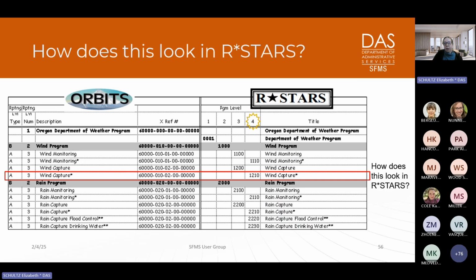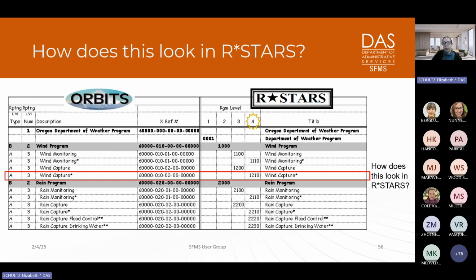So looking at this spreadsheet, I think it's helpful to have a little bit of a visual to see how this information actually looks in RSTARS. So in this example, we're continuing. This is a made-up agency, the Oregon Department of Weather. They have 2 major programs, the wind program and the rain program. And then they have wind monitoring, wind capture, rain monitoring, rain capture. They've got some other smaller programs in there as well. So for this alignment, the agency has program level 4, 1210 wind capture on this spreadsheet.